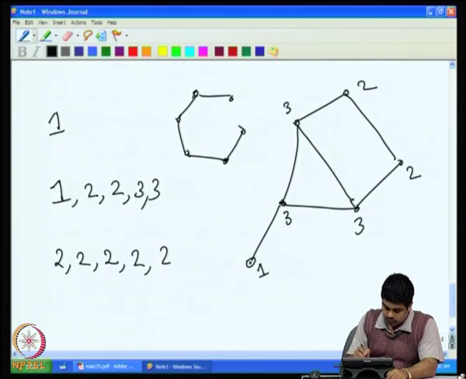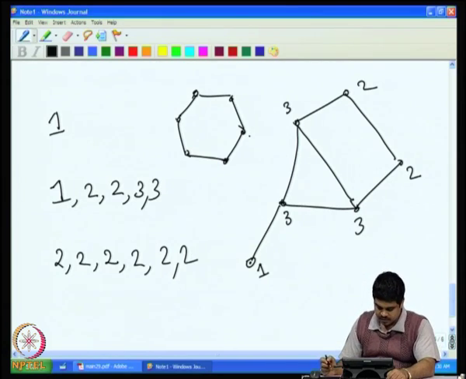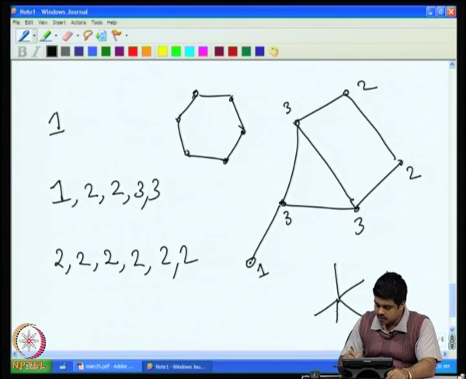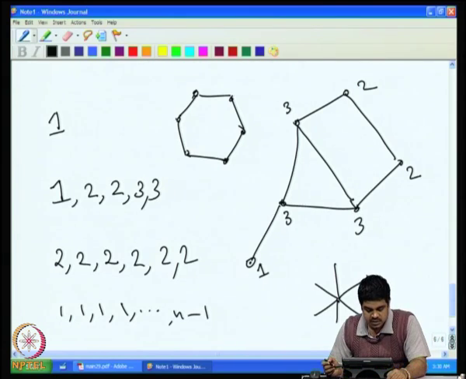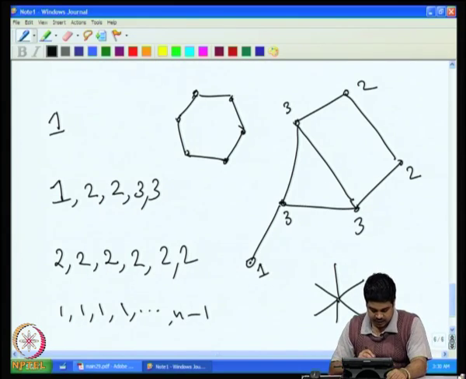1, 2, 3, 4, 5, 6. If one more 2 is there, that is the cycle, right. For instance, for the star graph, what will be the degree sequence? It will be 1, 1, 1, 1, and n minus 1, because the last one will be n minus 1, and until then it will be all ones. So, this is what the degree sequence of a graph is. We write down the degrees and then order them in non-decreasing order.